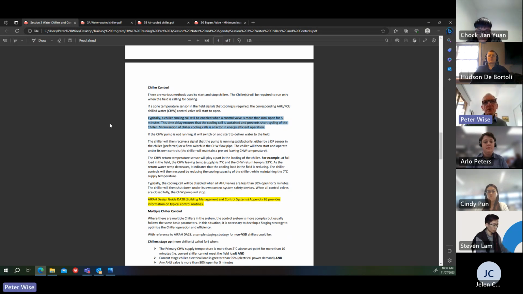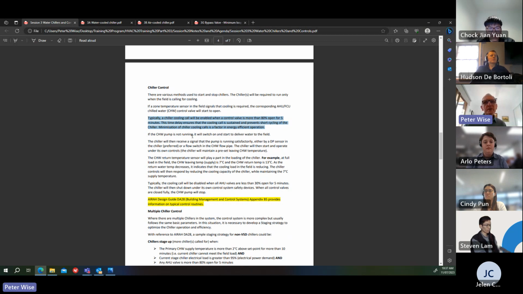Typically, a chiller cooling coil will be enabled when a control valve is more than 80% open for 5 minutes. So there's one zone calling for cooling. You wait for 5 minutes to make sure that's a real call before doing anything else. The time delay ensures that the cooling call is sustained and prevents short cycling of the chiller. Minimisation of chiller cycling is a factor in energy efficient operation. So you don't want to be starting the chiller, turning it off, starting it, turning it off, and that will lead to failure of the chiller as well.